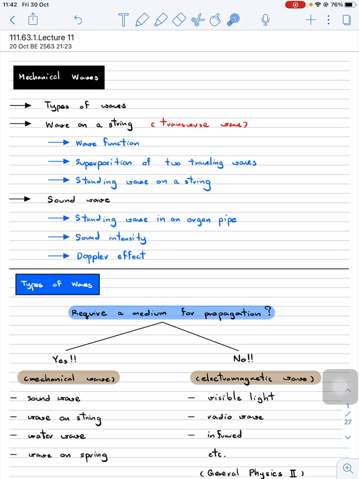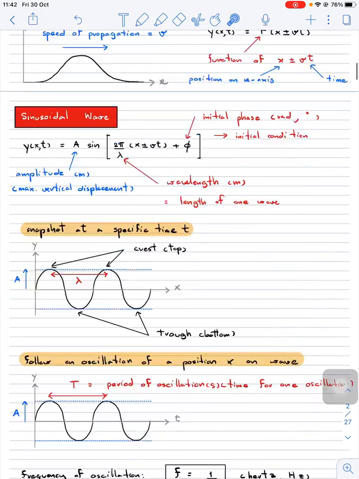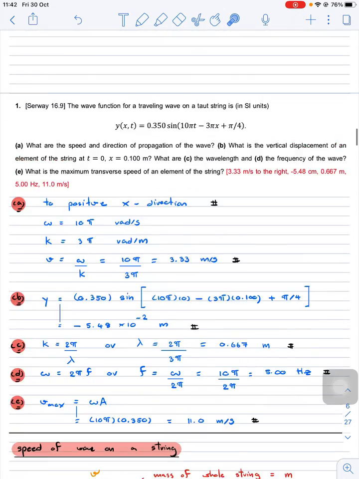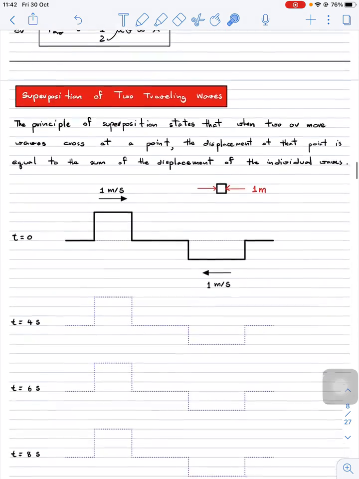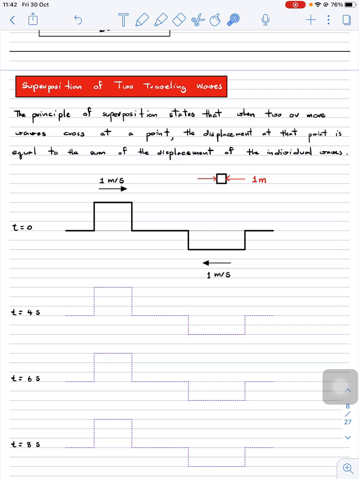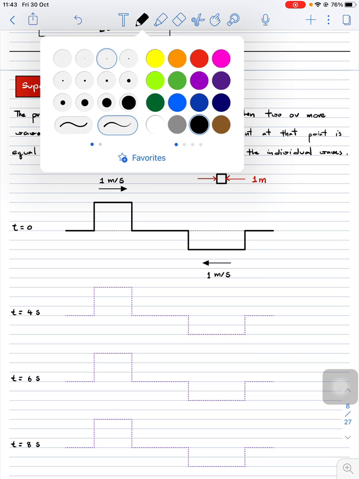The next part on the wave on the string section is the superposition of the two traveling waves. Let's consider if we have two waves on the same string. Now we just want to find the combined wave from these two individual waves. So what would we do?